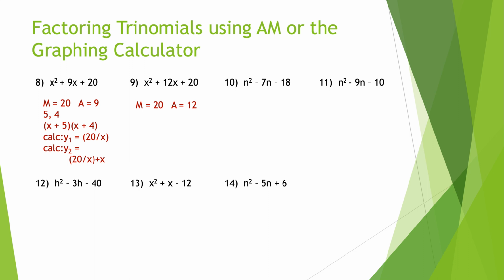Well, let's see. We got 1 and 20. No, that adds up to 21. 2 and 10. So 10 and 2 are the two answers I'm looking for, I think. So let me try x plus 10 and x plus 2. This quick mental check will confirm everything.